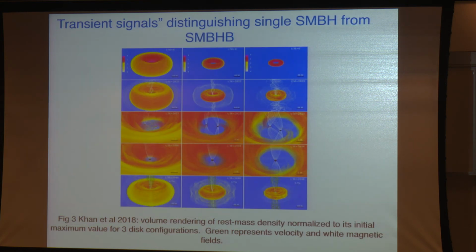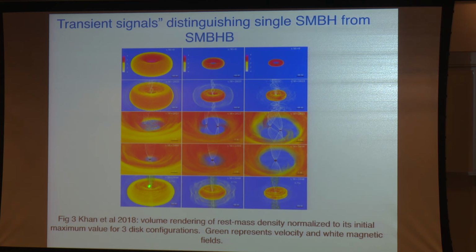The most recent work I found was out of Shapiro's group on transient signals, distinguishing single supermassive black holes from supermassive black hole binaries. So they want to see, can you tell whether or not it's just a single supermassive black hole out there accreting, or there's a binary in the middle? And he's been studying 3 different scenarios of what the accretion disk looks like around the 2 black holes, to see if it's robust. And he finds robust situations where he gets similar signals out of all 3.